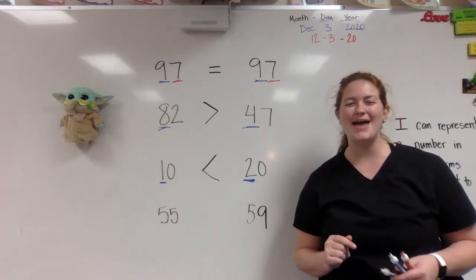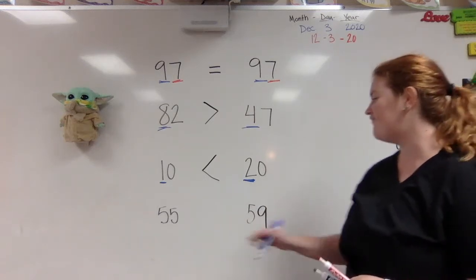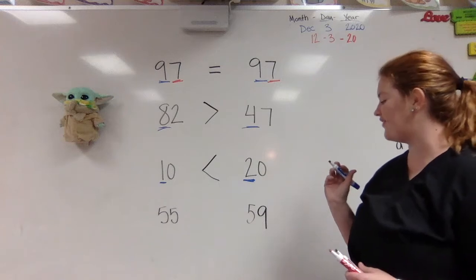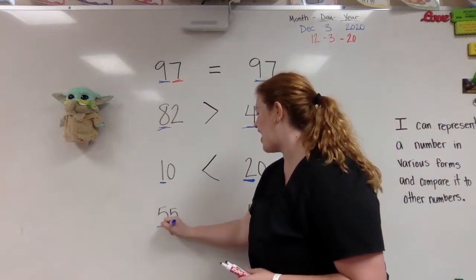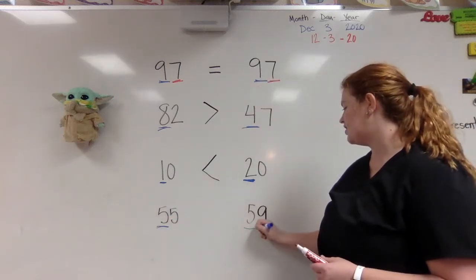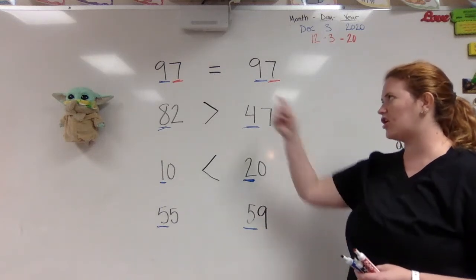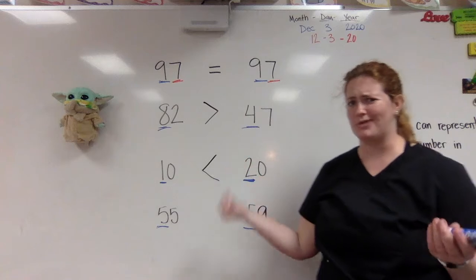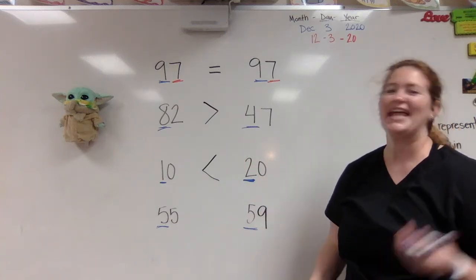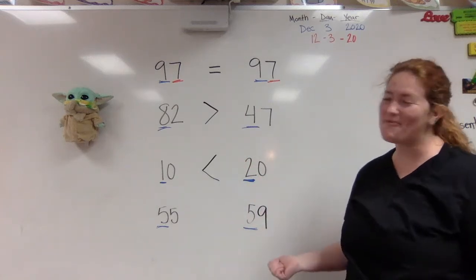All right, there's one more. Let's go ahead and take a look. 55 versus 59. Okay, I have a 5 in the tens and a 5 in the tens. Well, earlier when I had a 9 and a 9, they were equal. Are these numbers equal? No, that's right. I have to look at my ones.